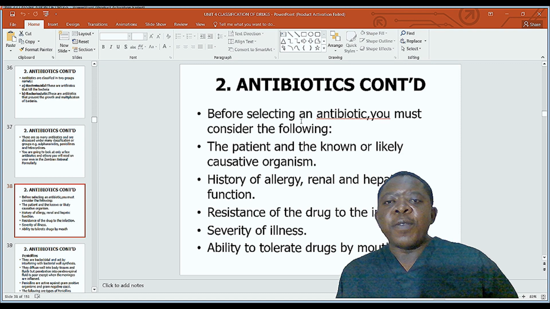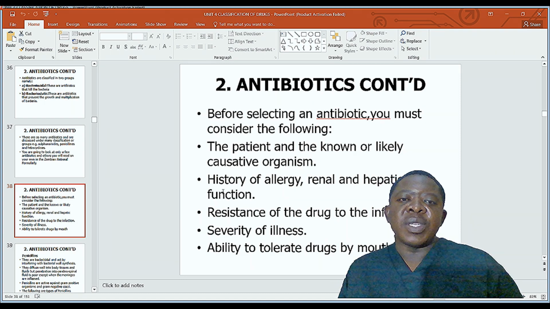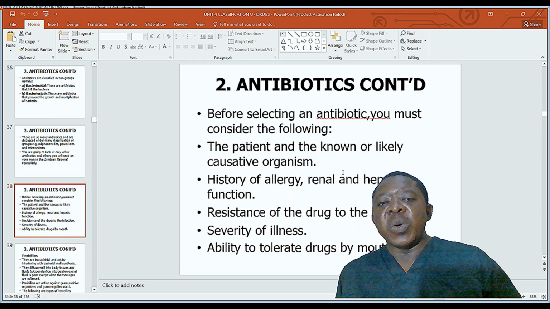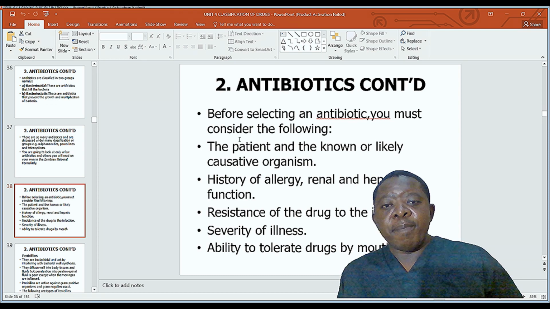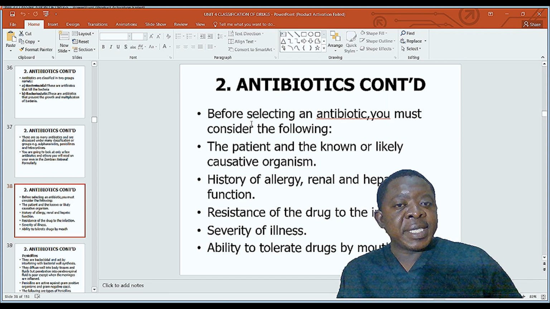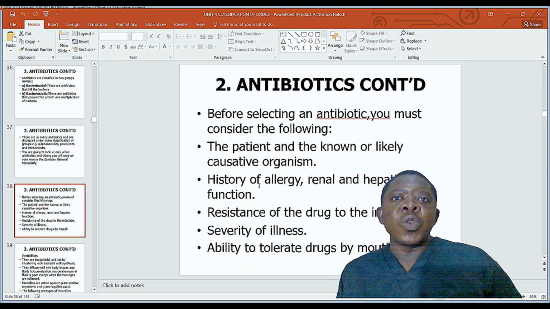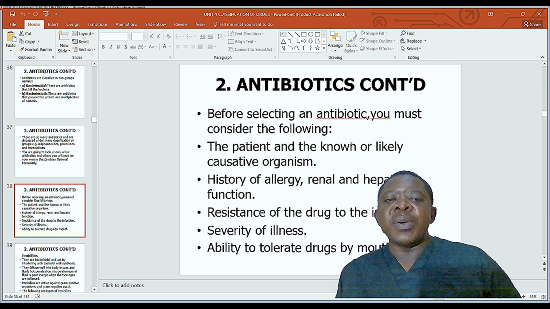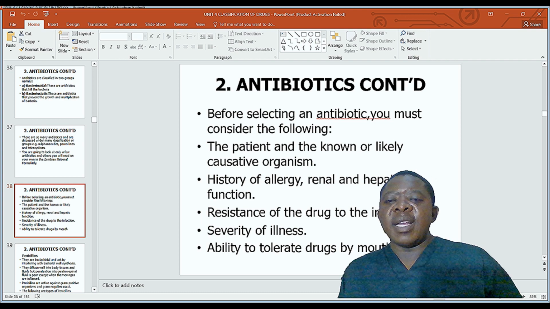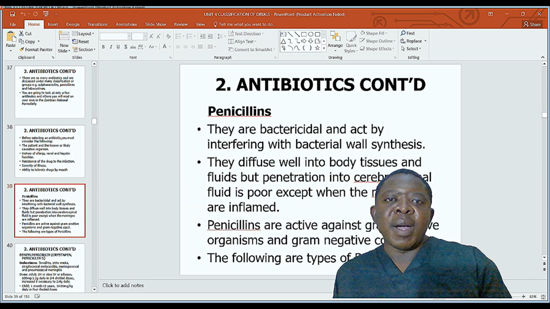Okay, so before selecting an antibiotic, you must consider the following: the patient and the known or likely causative organism. So when you are choosing an antibiotic, you need to know the patient and the organism that causes the disease. You may need to know the history of allergy, renal, and hepatic function. You also need to know the resistance of the drug to the infection, then the severity of the illness, and ability to tolerate drugs by mouth.